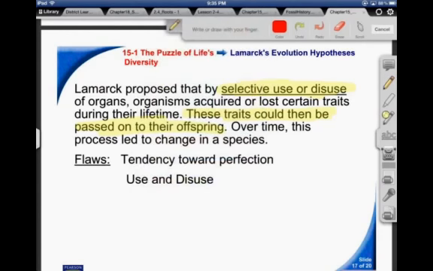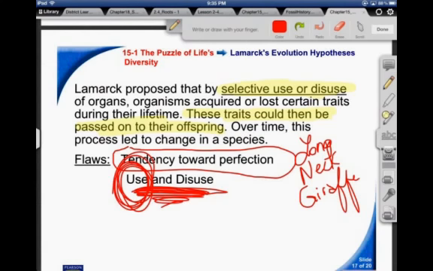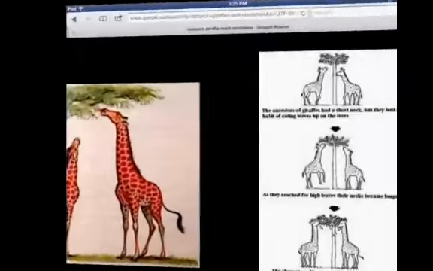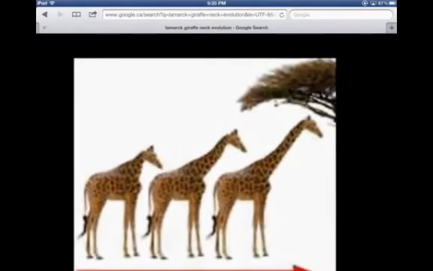So interestingly enough, he comes up with this idea of change over time, where there's a tendency towards perfection. So with giraffes, we could say long necks. And he said the reason why it changed is because the giraffe was using the neck over and over again. It stretched, it got longer. Now, you might look at that and say, well, that's not really the reason the giraffes got long necks. All the short-necked ones died out. That's the difference between Lamarck's ideas and Darwin's ideas. Lamarck thought everything changed in this fashion, where they got long necks over time.